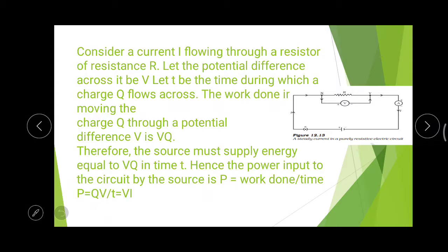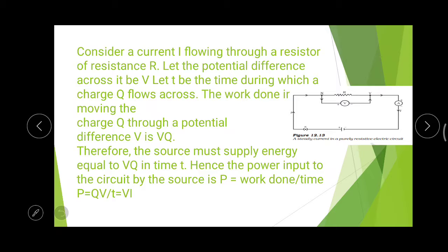Okay, so considering a current I flowing through a resistor of resistance R, the potential difference across the resistance is V, and T is the time for which the current is passed through the conductor, during which a charge Q flows across. So the charge Q flows through the resistor within a time T, so I is equal to Q by T.